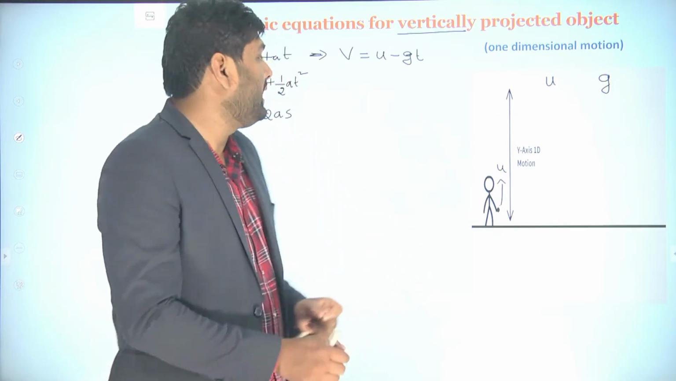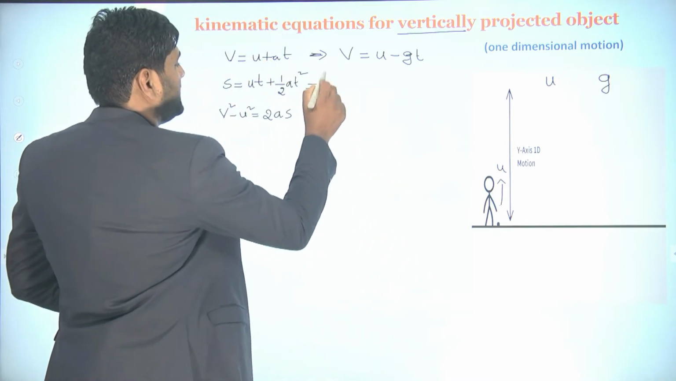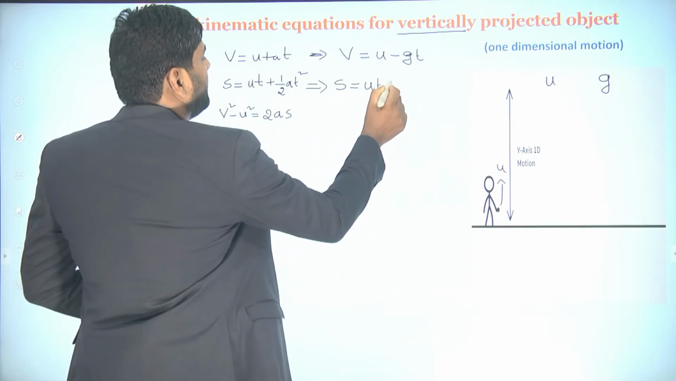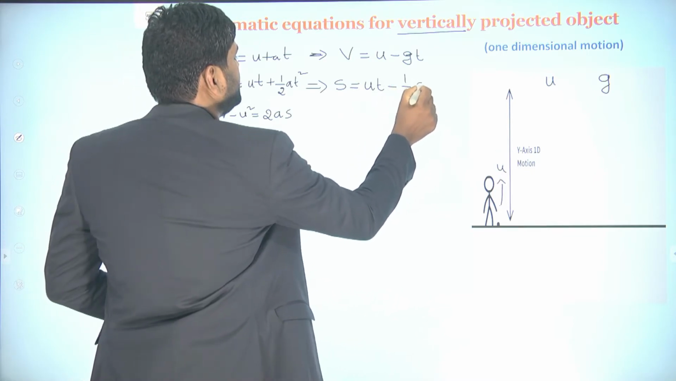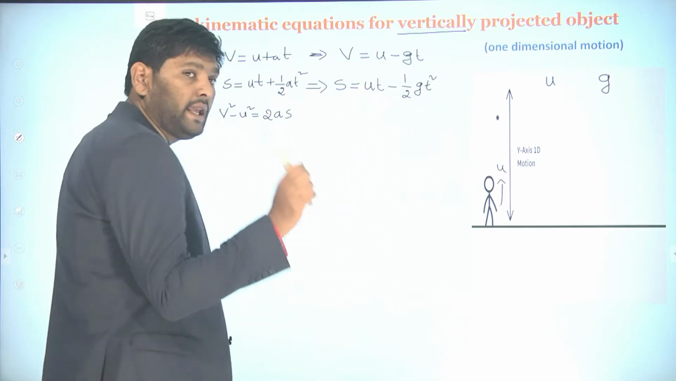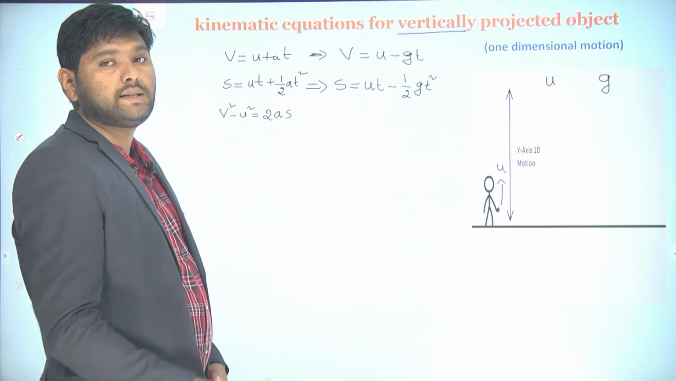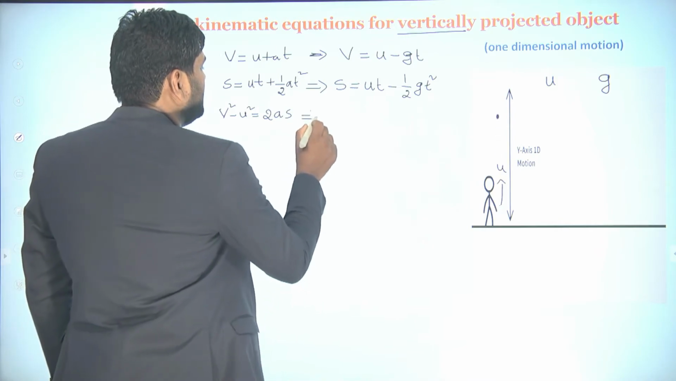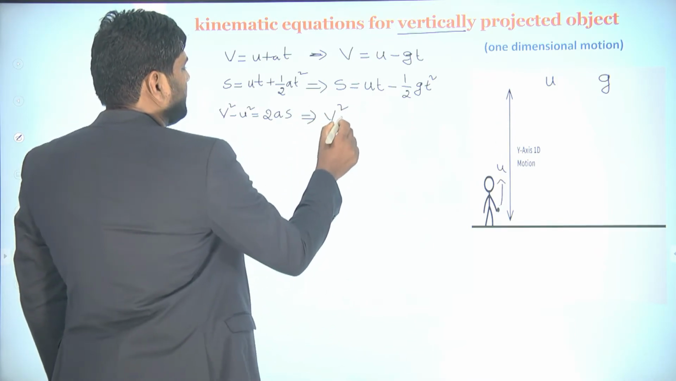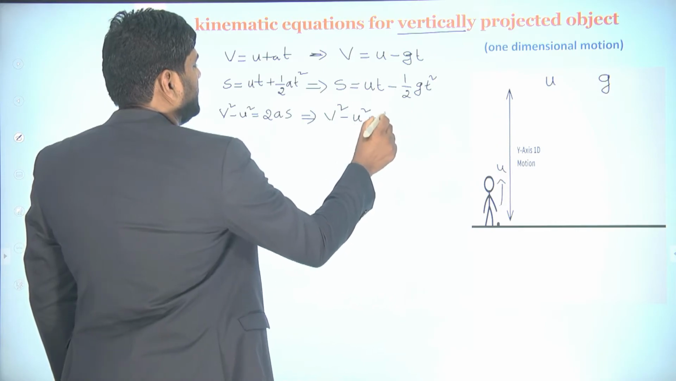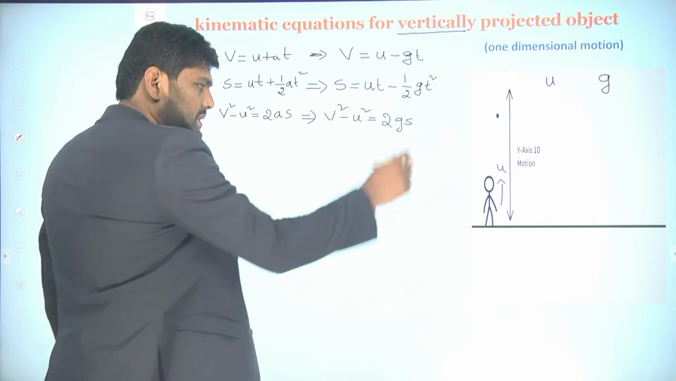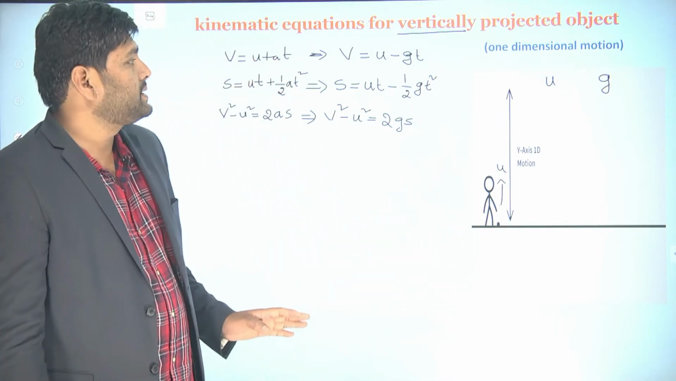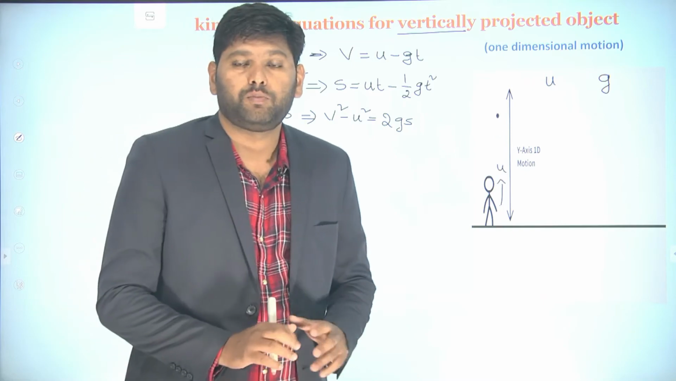In the same manner, how is this equation of motion going to be changed? S is equal to UT minus half GT square. Here also, instead of A we have written G because it undergoes acceleration due to gravity. And this is going to be changed as V square minus U square is equal to 2GS. So this is the way the equations will change for constant acceleration of a vertically projected body.